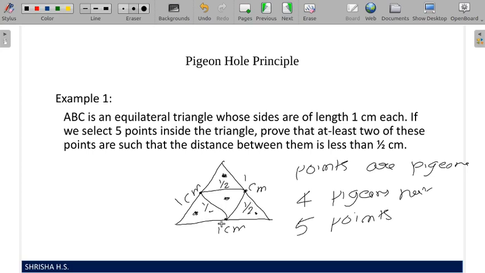Now if we plot any last remaining point, any of the points here, they will be less than half a centimeter. Let's plot a point here, for example. If we do like that, these two are less than half a centimeter. Leave this, we plot here, these two are less than half a centimeter. There are 4 pigeon nests and 5 pigeons, so anywhere you plot inside the triangle, it will be within half a centimeter.